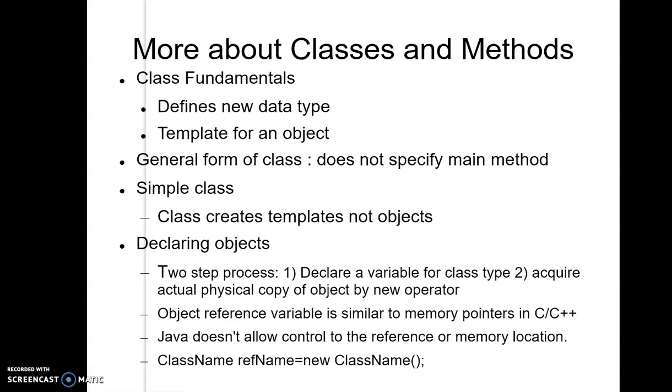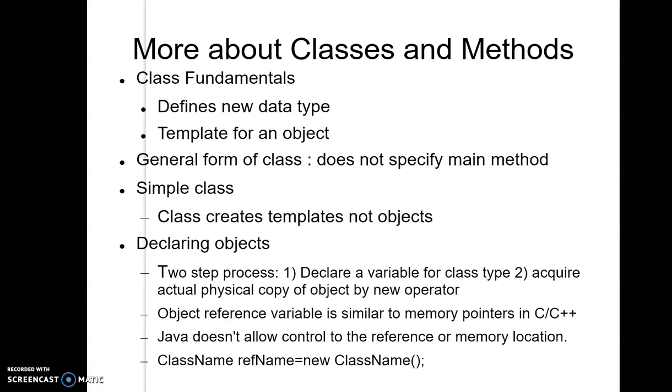So class is going to define a new data type. So we can say that the class is a template for an object and an object is an instance of the class. So the words object and instance, both can be used interchangeably. The general form of the class is we should define the data members and the member functions in the class, and we should not write the main method in that class. So we will write the classes separately, and we will write the main method in a separate class where we will only create the objects and call the corresponding methods on that object to write the corresponding business logic.